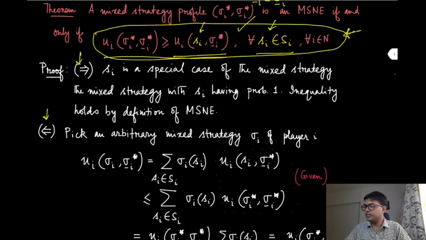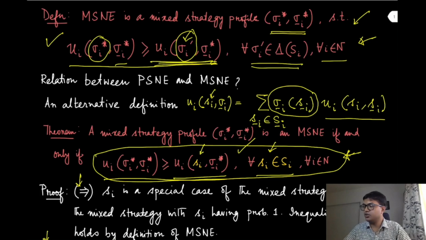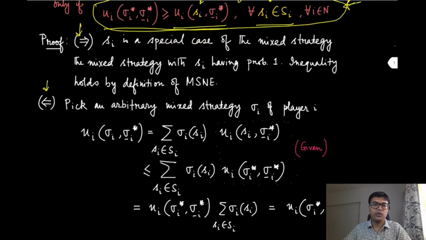So first, let us look at the right hand side. We will somehow have to arrive at this expression here. So let's write down what is the utility when player i is choosing a mixed strategy sigma_i and other players are choosing a mixed strategy profile sigma_minus_i star. By the definition, you can write it as sigma_i of S_i, which is player i's mixed strategy, multiplied with the utility when player i is picking that pure strategy and other players are picking a mixed strategy of sigma_minus_i star, and taking the sum over all S_i. So this is this equality. This is the same thing as the left hand side.